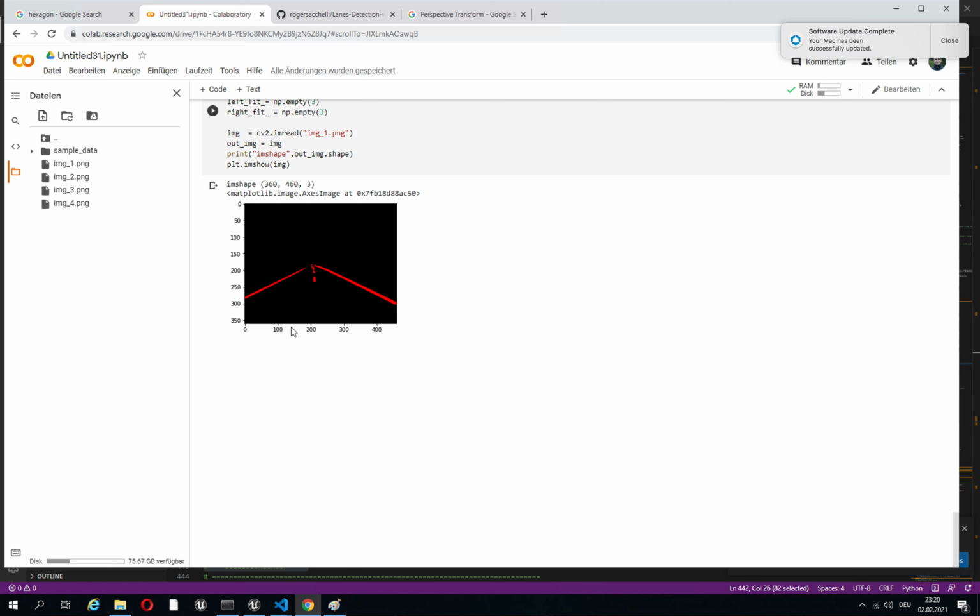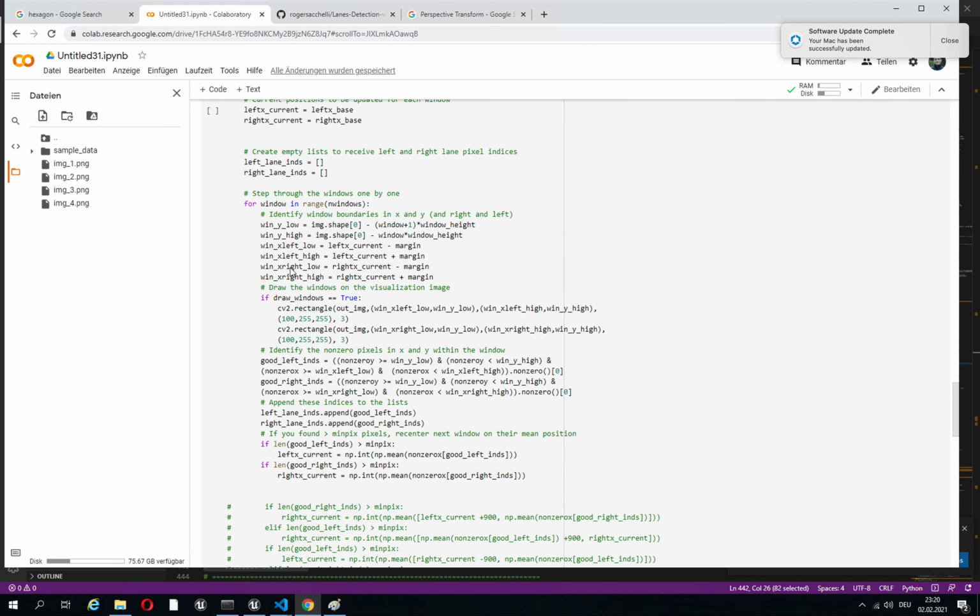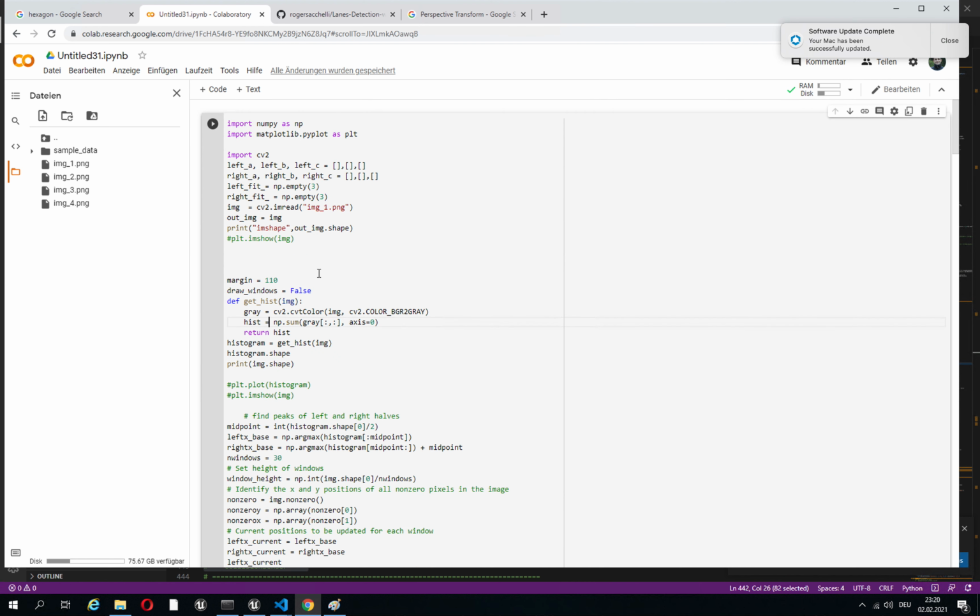Okay, if we get something like this, it's not very good, because if I do this sum or this projection, you will not really see a peak. So let's actually do that just to see what I'm talking about. So this is our histogram function that we will use.